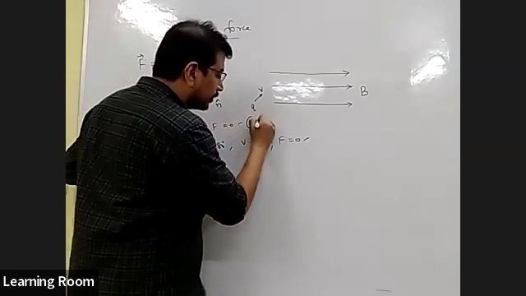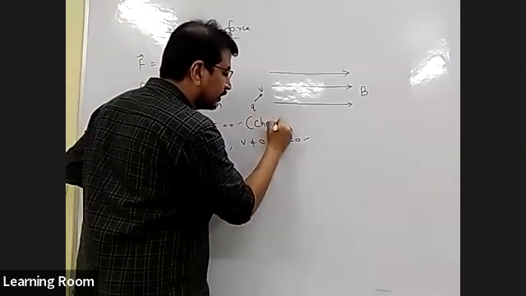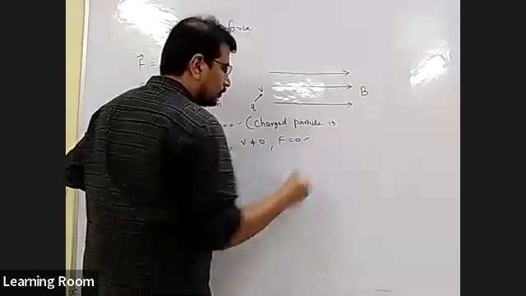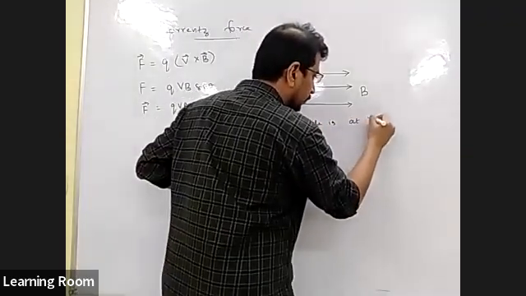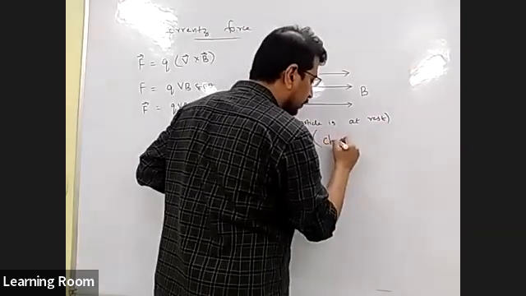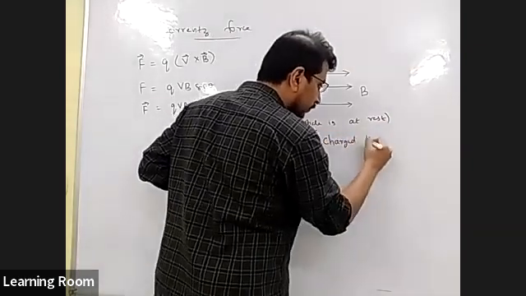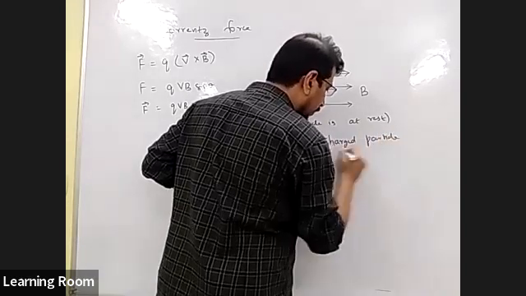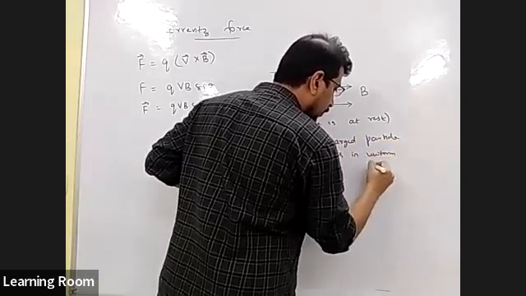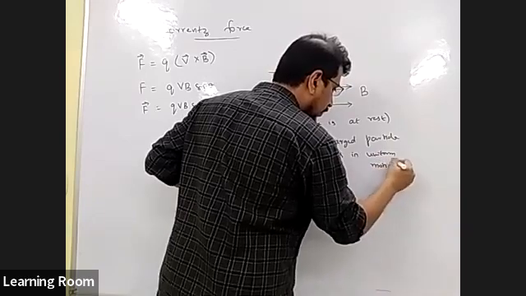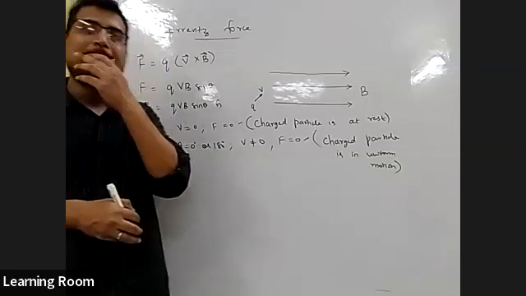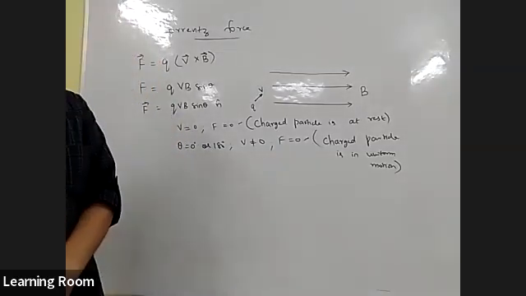In the first condition, you say that the charged particle is at rest, and here you will say that the charged particle is in uniform motion. Right? These are all the concepts that we have already discussed. Correct?